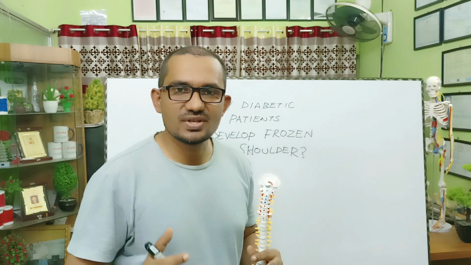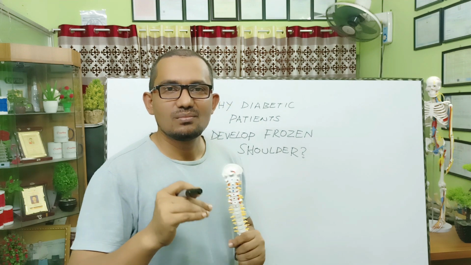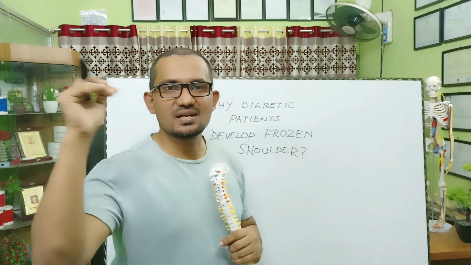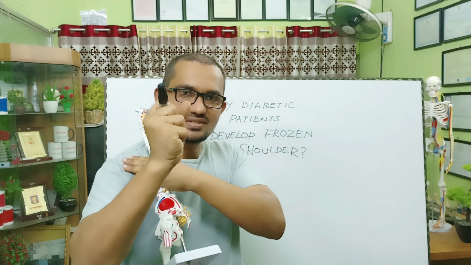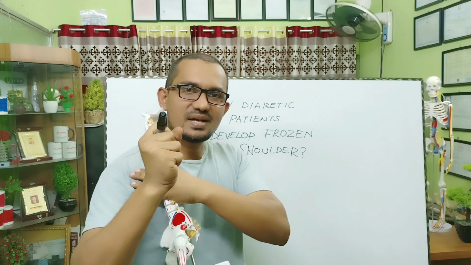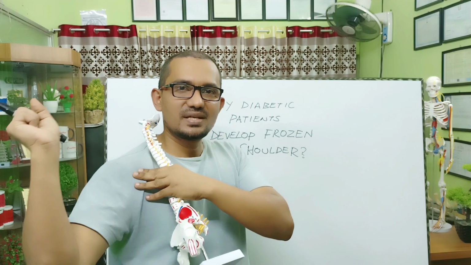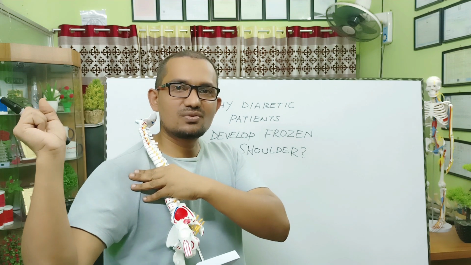Patients will also experience a progressive loss of motion, particularly in external rotation. Patients will feel the most loss of movement in external rotation because the front muscles become tight. As the front muscles of the shoulder become tight, he cannot do his external rotation.